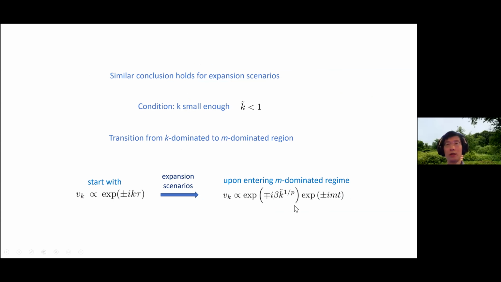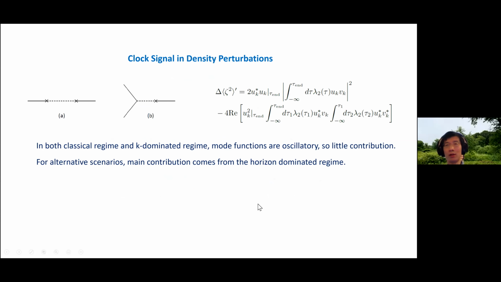If you look at the expansion scenarios, the conclusion is very similar, except that now you require K to be small enough, not large enough. Early on, it's K dominated, and later on, it's mass dominated because it's expanding. Similarly, you pick up a phase which contains the clock signal.